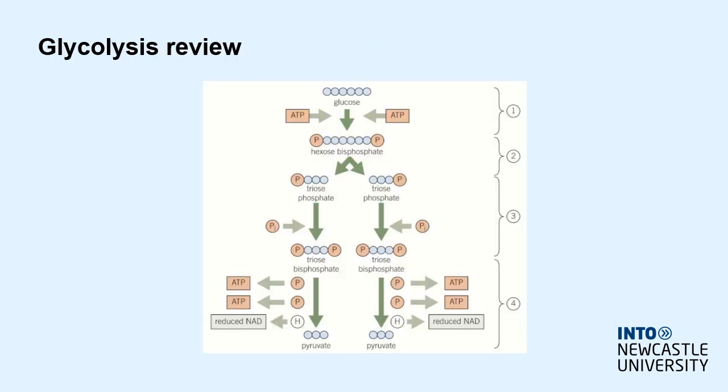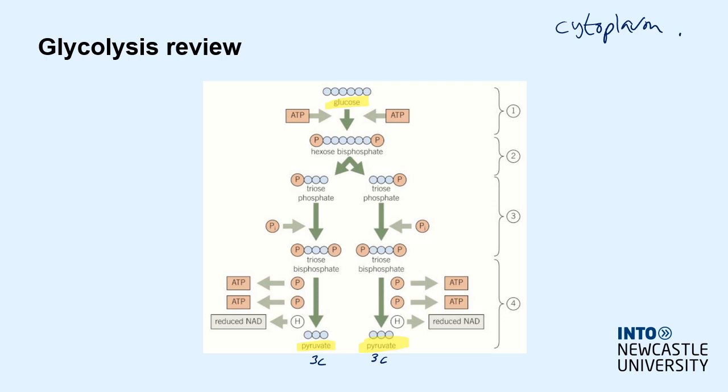We'll just have a very quick review of glycolysis. Remember, in glycolysis, we start with glucose, a 6-carbon compound, and we break it down to 2 3-carbon compounds. So we get 2 of these per 1 original glucose. Each pyruvate has 3 carbons in it. Like we said, it occurs in the cytoplasm of the cell.